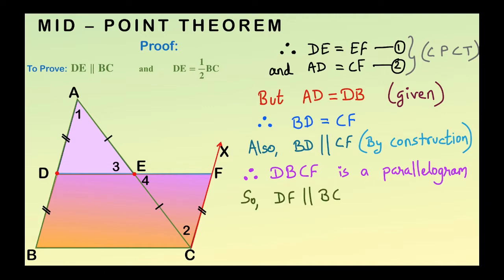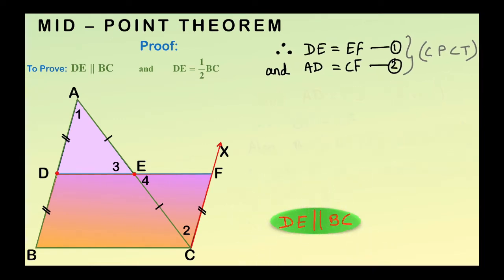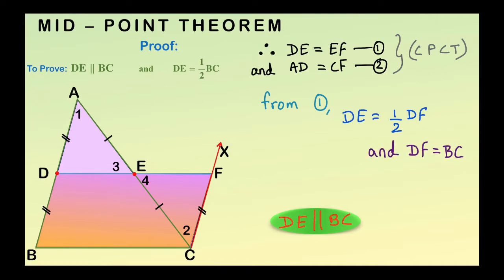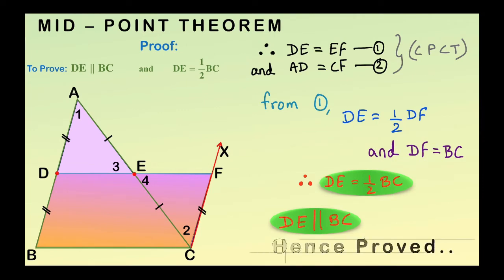So the other pair of opposite sides, DF and BC, are also parallel, or we can say that DE is parallel to BC. From result 1, we can see from the figure that DE is half of DF, and as opposite sides of a parallelogram, DF is equal to BC. Therefore, DE is half of BC. Hence, the midpoint theorem is proved.